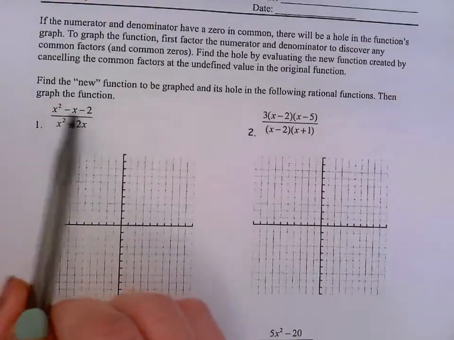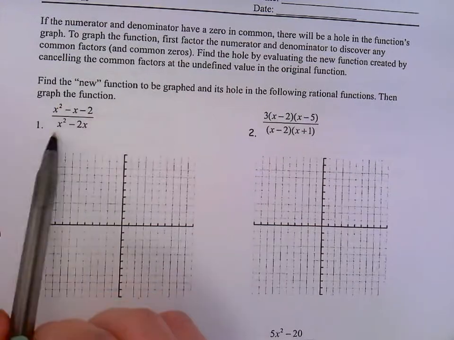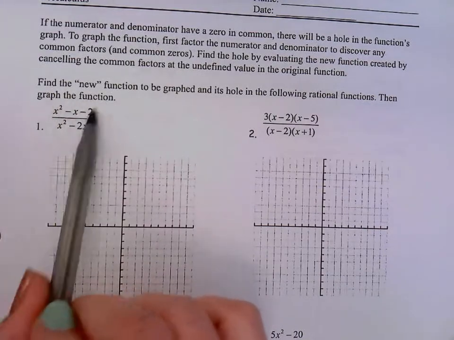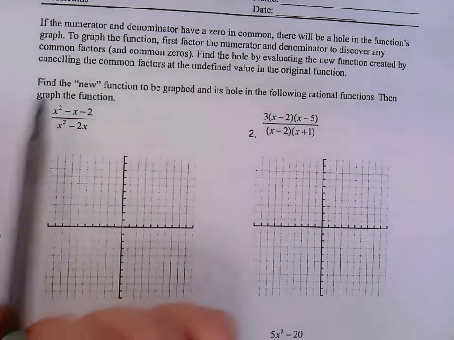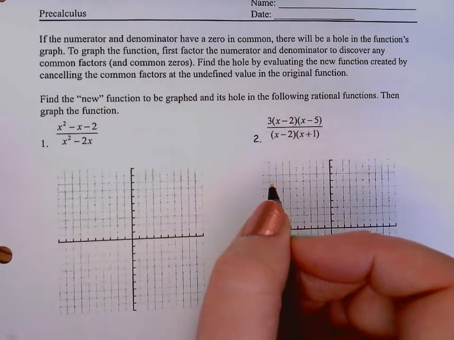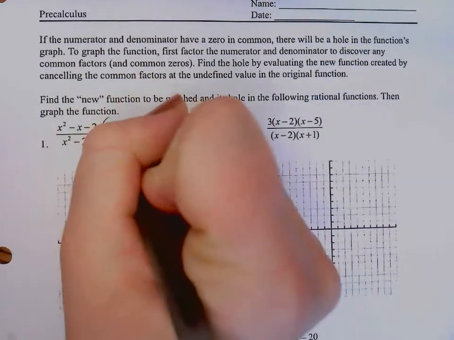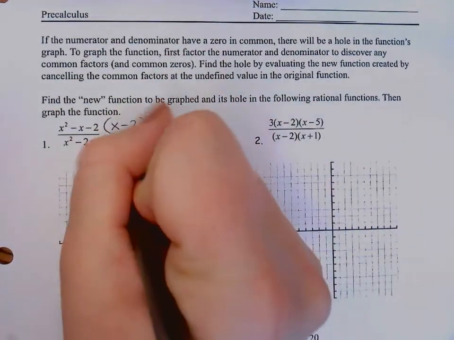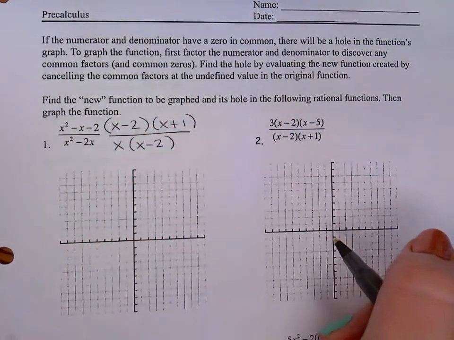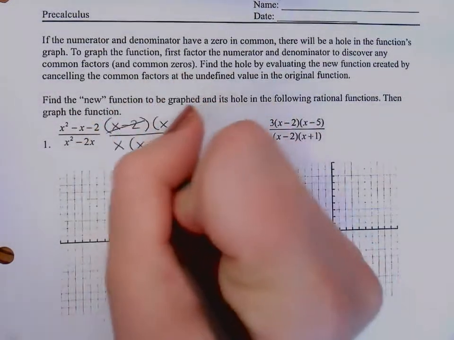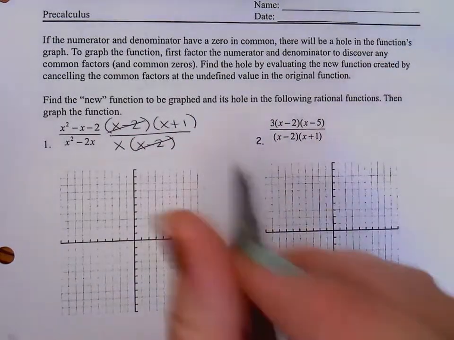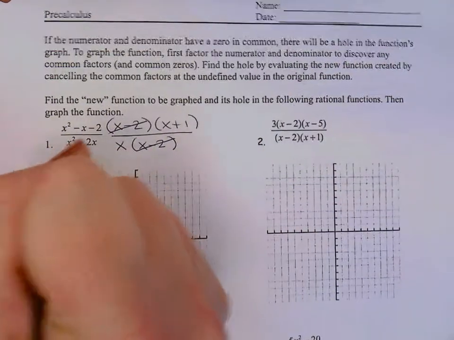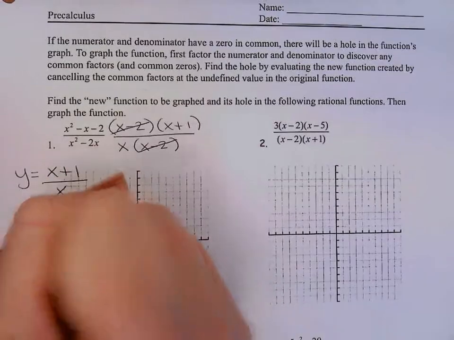We've got these two different quadratics. We're going to have to factor them first. It would be good practice for you to pause the video, practice factoring these quadratics, and then check your answer. So take a moment to try factoring them yourself. Now I'm going to factor them. The numerator factors into x minus 2, x plus 1, and the denominator factors into x times x minus 2. Can you see the common factors? X minus 2. So my new function, right here, is y equals x plus 1 over x.